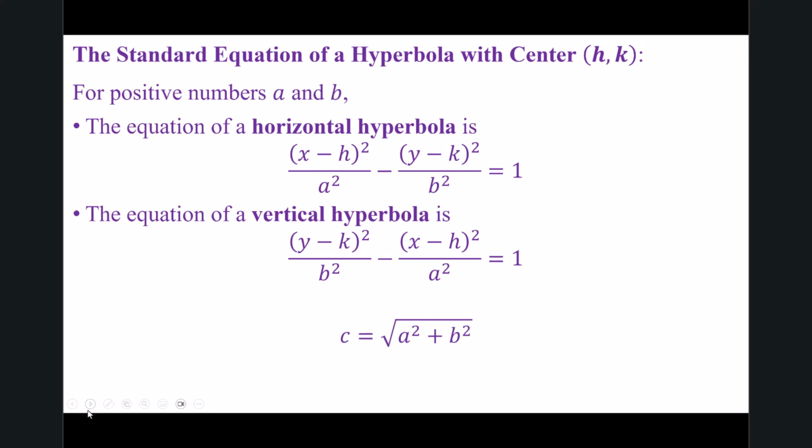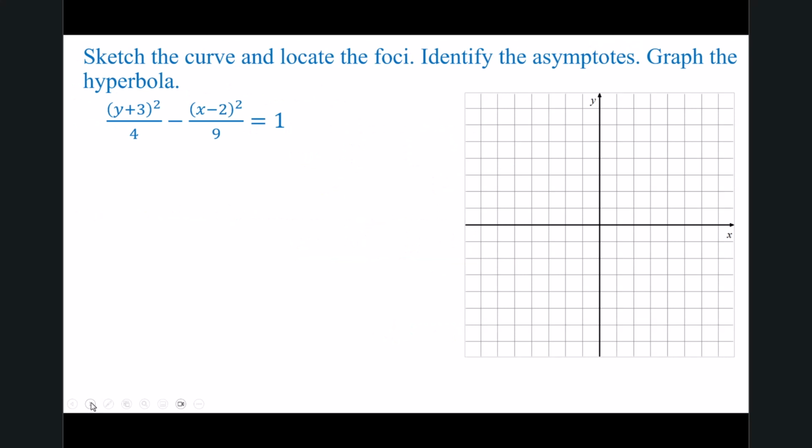Now c, remember, is the square root of a squared plus b squared, and c is the distance from the center to the focus. Let's sketch this curve and locate the foci, identify the asymptotes, and graph the hyperbola. So let's look at everything we have. The center of this hyperbola, with the x I have x minus 2, and with the y I have y minus a negative 3. So the center is (2, negative 3).